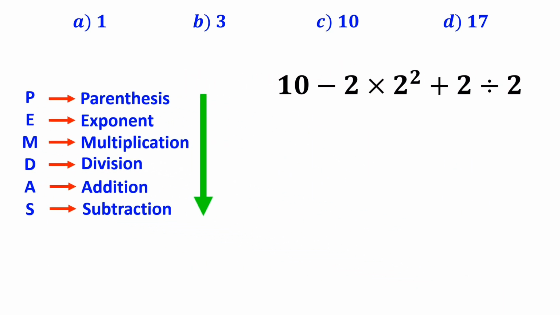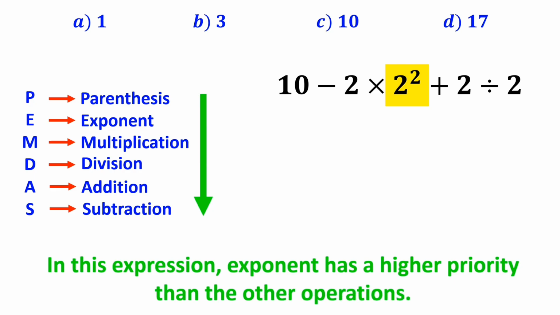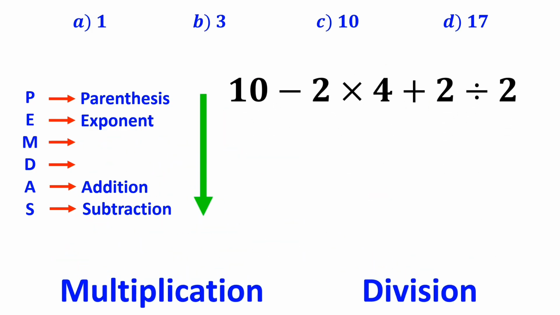Alright, first we start with 2 squared, because in this expression, exponent has a higher priority than the other operations. So, instead of the original expression, we can write 10 minus 2 times 4 plus 2 divided by 2. In the next step, we need to go for multiplication and division, since they have a higher priority than addition and subtraction.